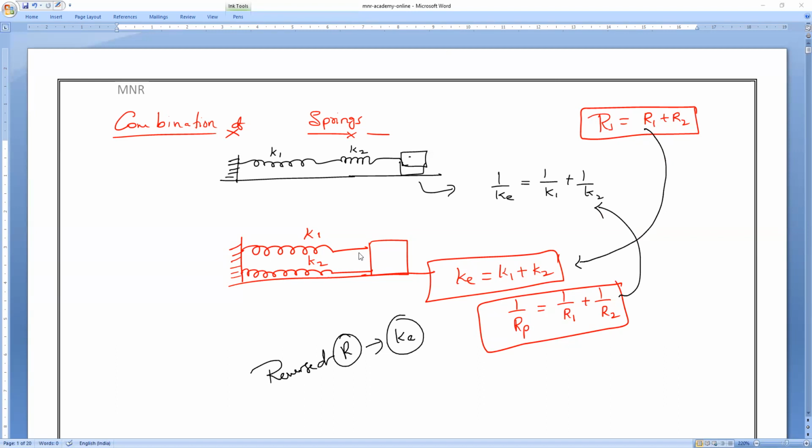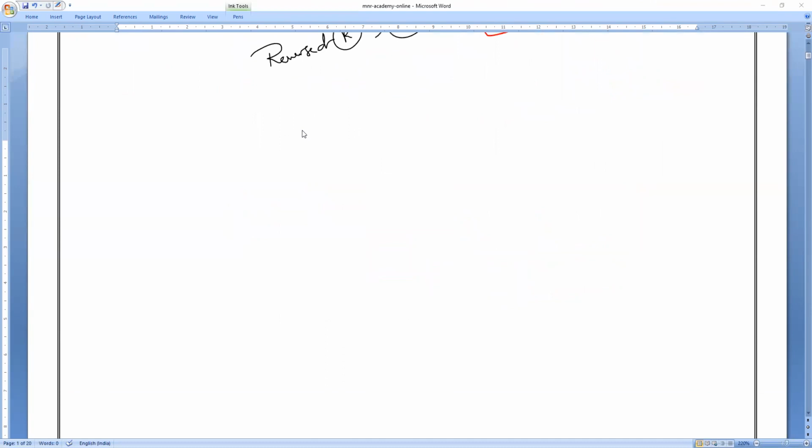Now today's class we are going to solve the derivation for this. What is the combined spring constant in series connection? What is the combined spring constant in the parallel connection? So let us start with the first derivation, the combined spring constant in series connection. What is the series connection combined spring constant, everybody? 1 by K is equal to 1 by K1 plus 1 by K2.